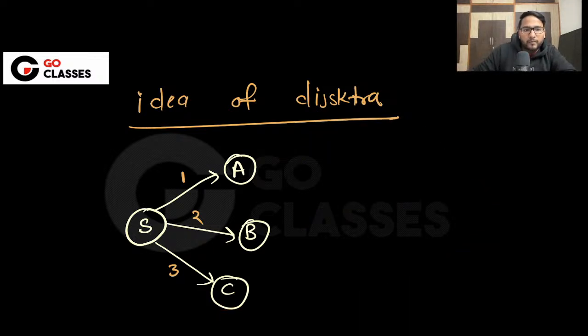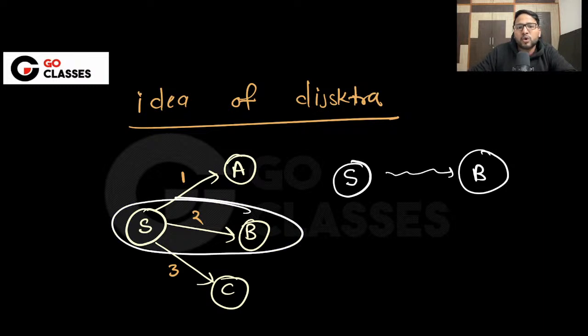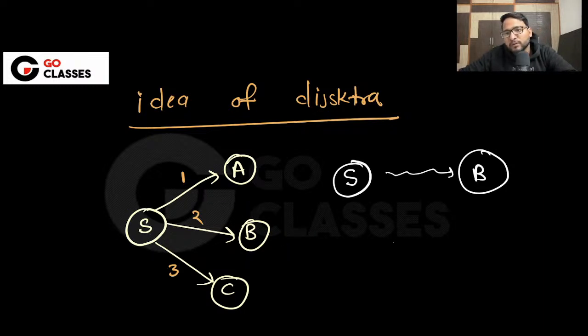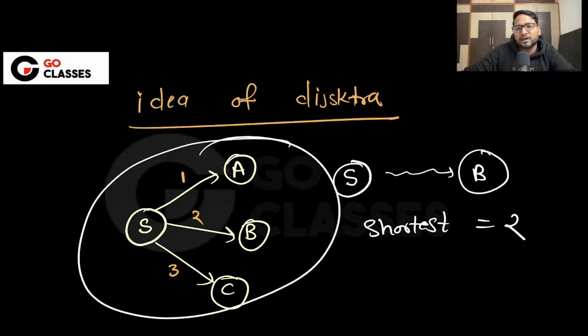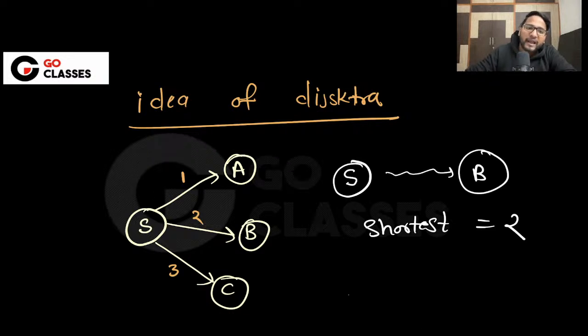Now you just tell me, suppose you want to go from S to B. In that case, can you tell me what is the shortest path? Can you say that S to B is shortest by looking at just this? Is the shortest 2? I'm not telling you the whole graph, I'm just telling you the partial graph, and using this partial graph, can you say the shortest from S to B is 2?